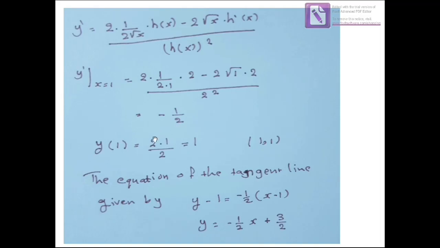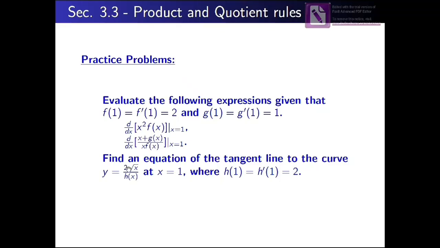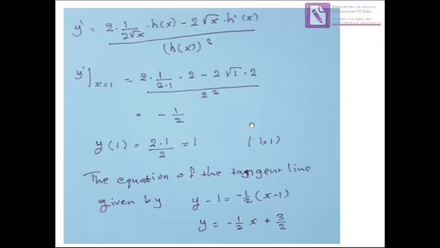To find the point, y(1), we go to the function and replace any x by 1. It will be root 1 over h(1). So h(1) is 2, so 2 over 2 gives us 1. So the point is (1, 1). We have the slope minus half. The equation of the tangent line is given by y minus 1 is equal to minus half multiplied by (x minus 1). Once you rewrite your function, you will find that y is equal to minus half x plus 3 over 2. And this is the equation of the tangent line passing through the point (1, 1).